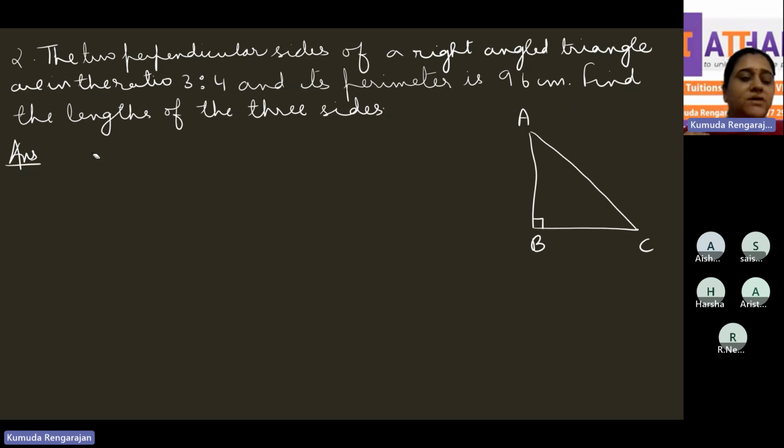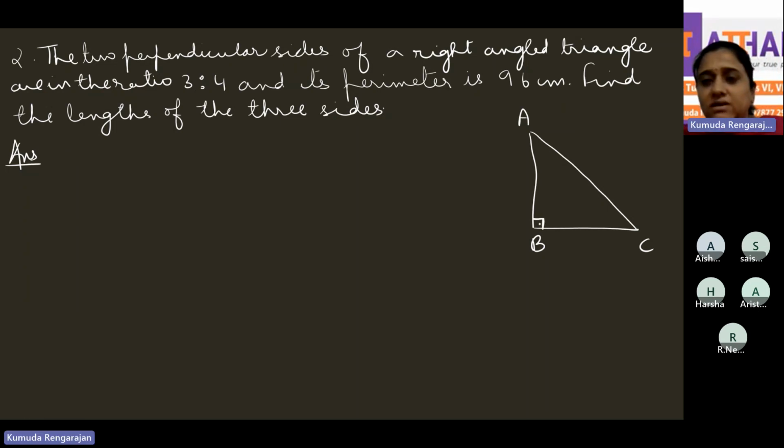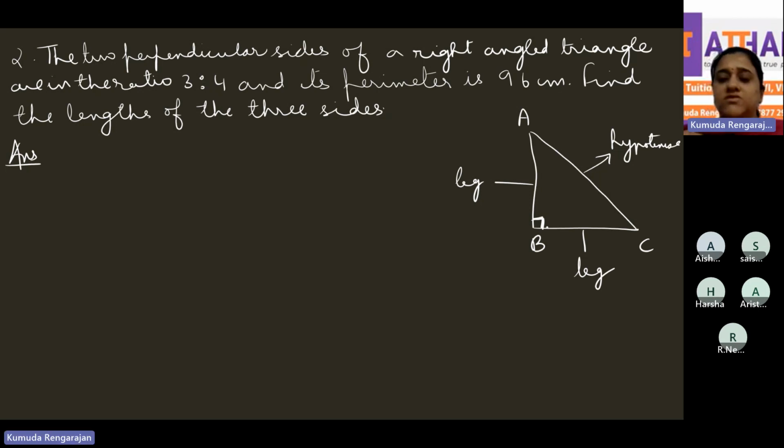Which are the perpendicular sides, AB and BC? Because they are the sides that contain the right angle. These two sides are called the legs of the right triangle, and they're also the perpendicular sides because they contain the right angle. This is the hypotenuse. These two are the perpendicular sides.